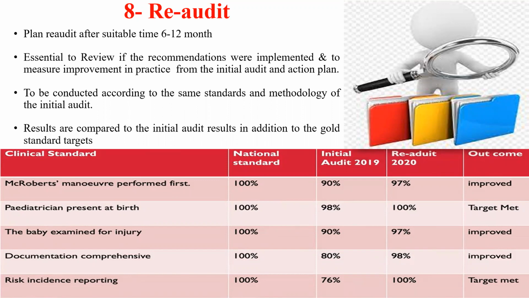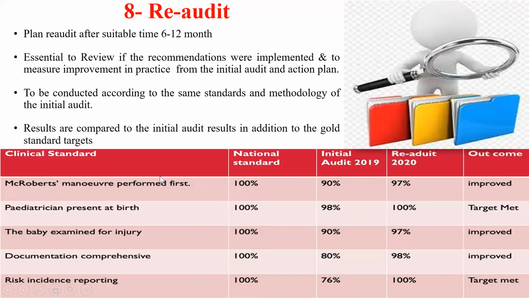If you are going to do a re-audit, it has to be done according to the same standard and the methodology of the initial audit to avoid any bias. The result of the re-audit should be compared to the result of the initial audit, and it should also be compared to the gold standard targets according to the evidence-based guidelines. So 6 to 12 months at least, according to the same standards and the methodology of the initial audit, and you will compare it against the national standard, and you'll compare it against the initial audit.